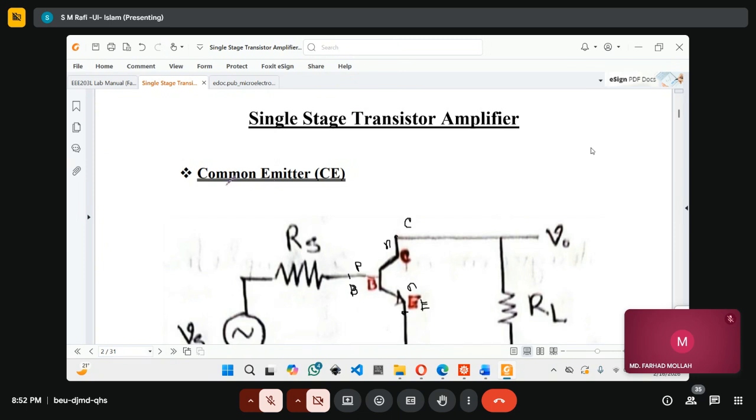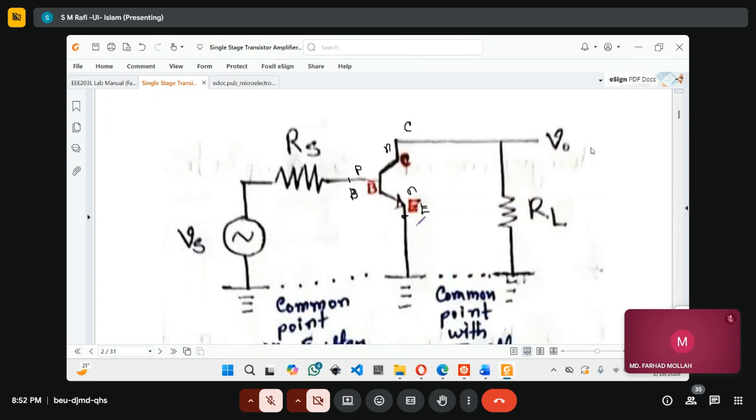So as the name suggests, it's a common emitter configuration. We will ground the emitter terminal, so it's directly connected to the ground. So that emitter voltage is 0, right? Do you understand? The voltage of the emitter, VE, should be 0 because it's connected to ground.